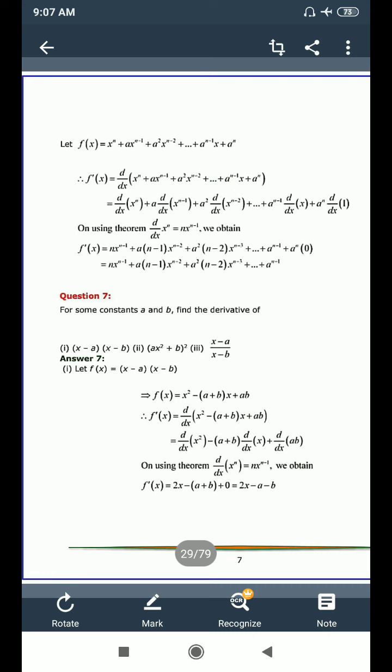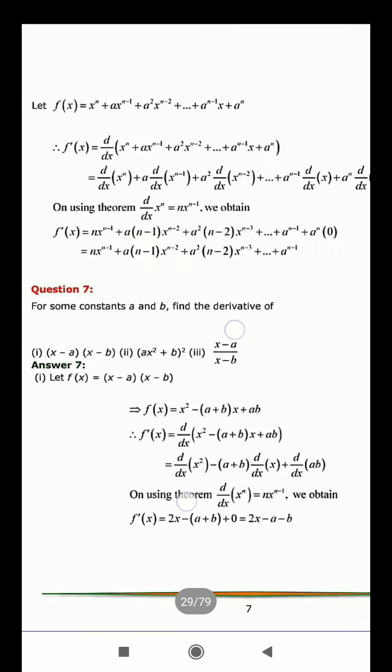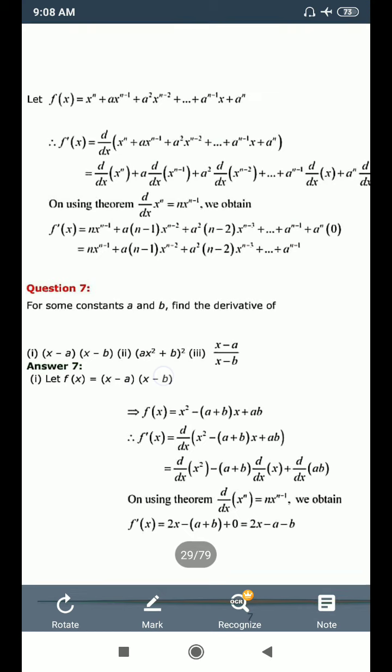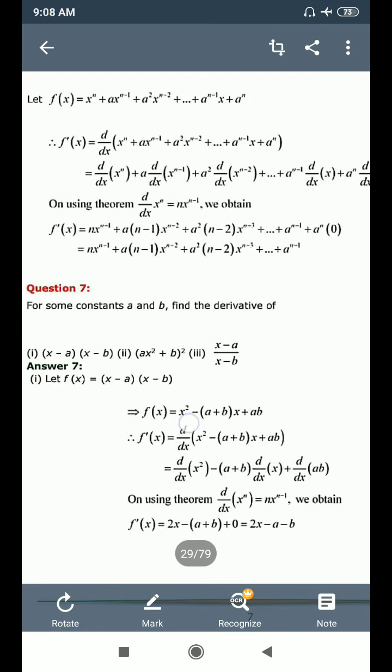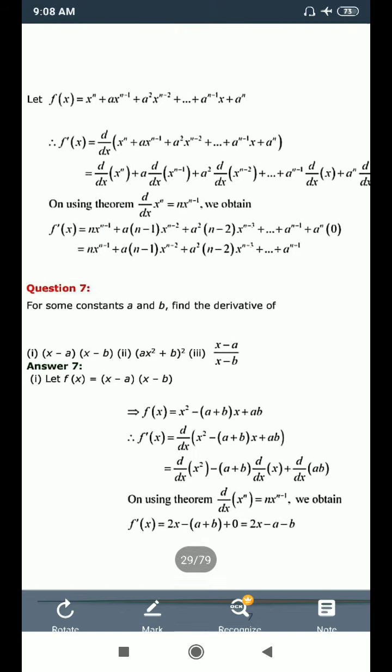For some constants a and b, find the derivative of this. It is (x minus a) into (x minus b), the first part. I have multiplied it. It will become x square minus (a plus b) into x plus ab. Okay, I have multiplied this with this. Now we have to differentiate this. So we'll differentiate x square, we'll differentiate (a plus b) into x, and ab, all three terms.